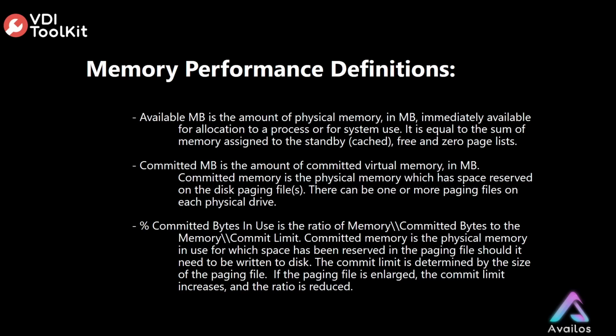Committed megabytes is the amount of committed virtual memory in megabytes. Committed memory is the physical memory which has space reserved on the disk paging files. There can be one or more paging files on each physical drive. Committed bytes percentage in use is the ratio of memory to committed bytes to the memory commit limit. Committed memory is the physical memory in use for which space has been reserved in the paging file should it need to be written to disk. The commit limit is determined by the size of the paging file. If the paging file is enlarged, the commit limit increases and the ratio is reduced.